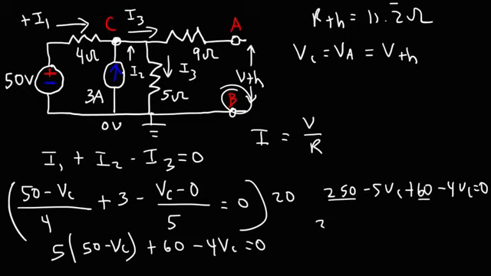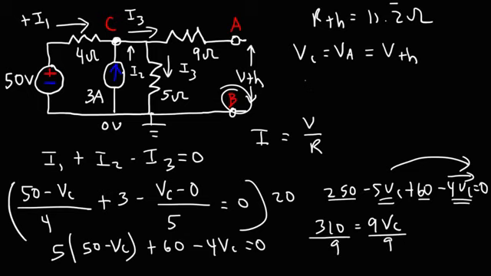250 plus 60, that's 310. Negative 5 plus negative 4 is negative 9 VC. But if we move it to the other side, it's going to be positive 9 VC. Dividing both sides by 9, we get VC, which equals the Thevenin voltage, and that's going to be 310 divided by 9, which is 34.4 repeating. So that's the Thevenin voltage for this problem.